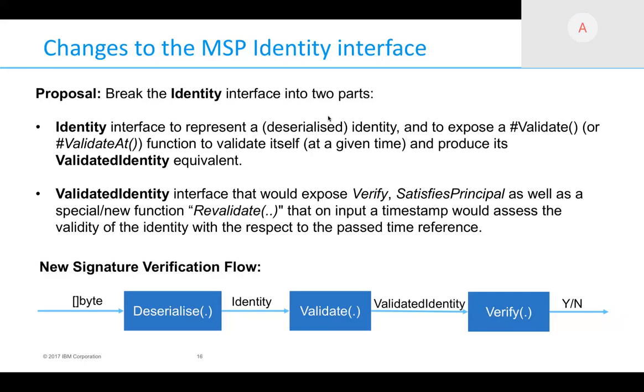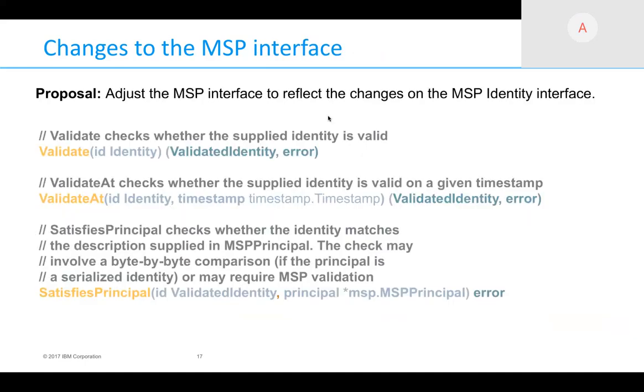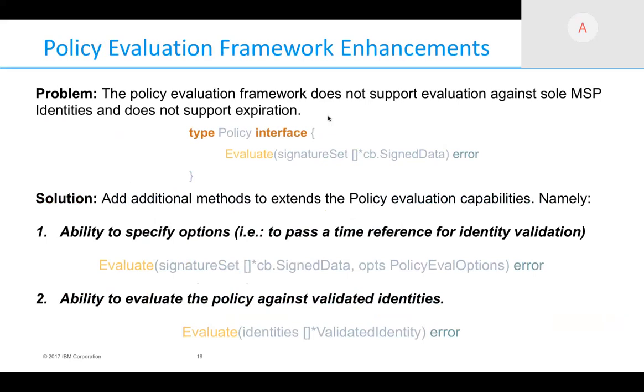So maybe as a little bit of history, today the policy framework takes sets of signatures and evaluates whether they satisfy a policy. That made sense in some sense, but really there are a number of places where we want to take a set of identities and validate a policy. Basically places where you already know who you're talking to and you don't want to re-verify that signature. And so this is restructuring to help facilitate that.